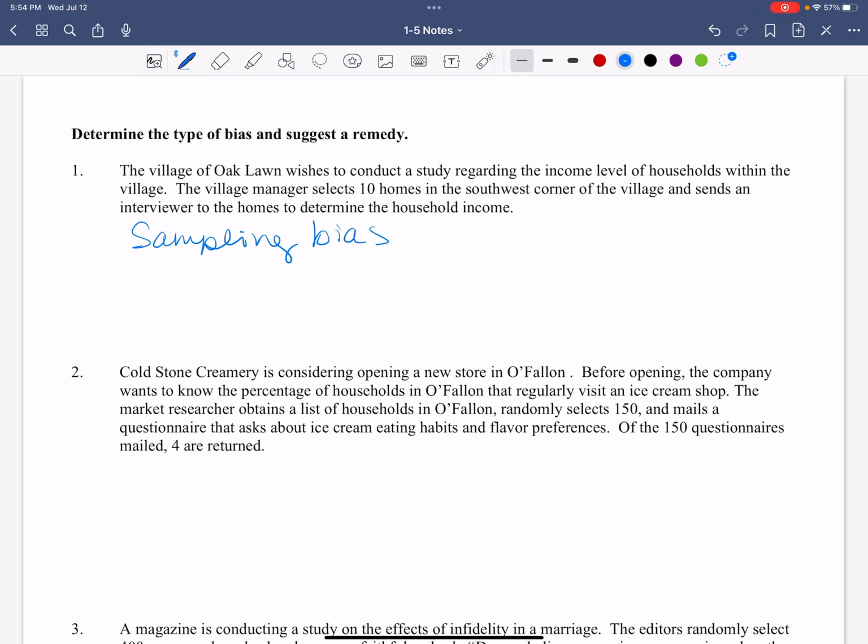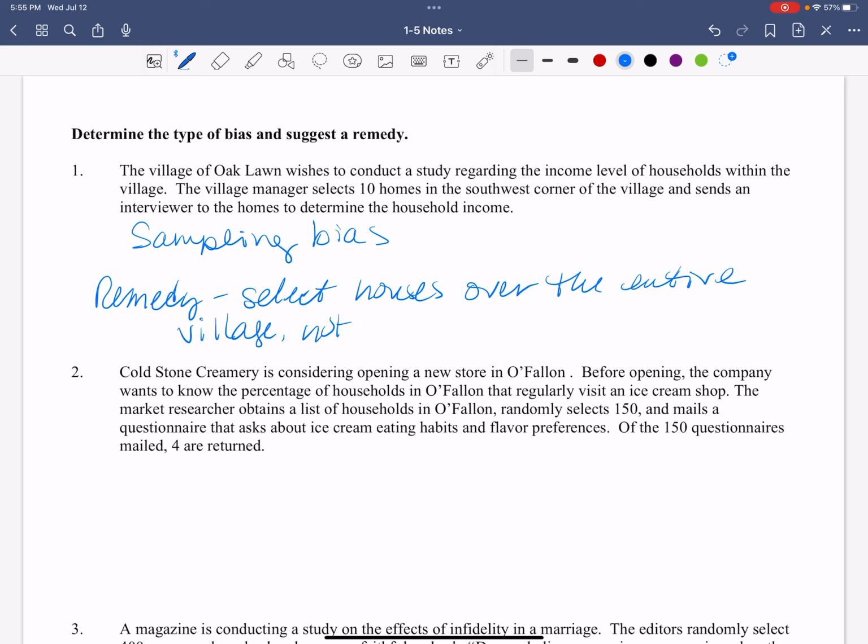Because, good, this Oak Lawn village manager only sends to the southwest corner. That's it. What happened to the rest of the village, right? Why are you only looking at this southwest corner? In order to remedy this, you need to select over the entire village, not just one corner. So the remedy: select houses over the entire village, not just one corner.